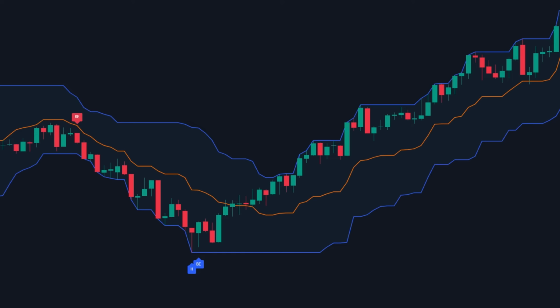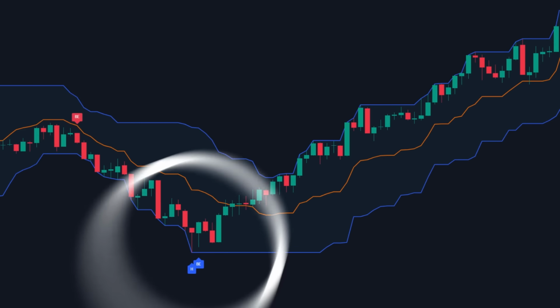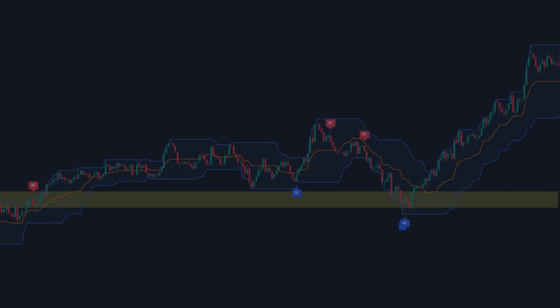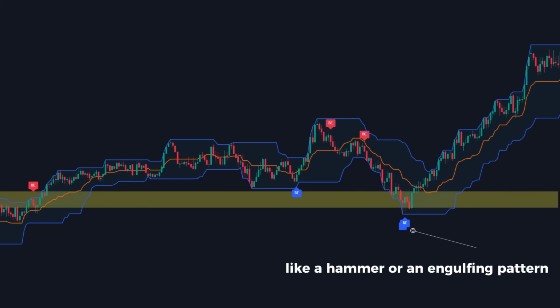Example: suppose you're analyzing a currency pair and the price touches the lower band of a 50-period Donchian channel. If this aligns with a key support level and is confirmed by bullish candlestick patterns, e.g. a hammer or engulfing pattern, it can signal a strong buying opportunity.